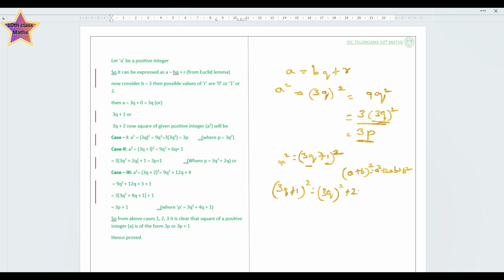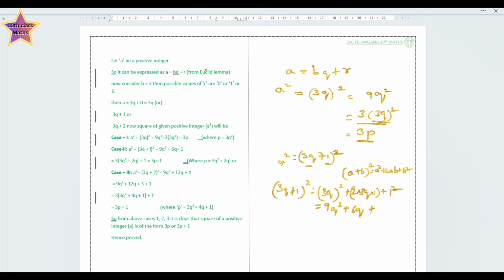Okay, 2 into 3q into 1, 2ab, plus 1 square. 3q square, remember this is square for 3 also. 3 square, q square. 3 square again, remember it is not 6. 3 square is nothing but 3 into 3, which is nothing but 9q square plus 2 3s are 6, 6 into q, 6q into 1, the same thing, 6q plus 1 square also, remember, don't write 1 square is 2.